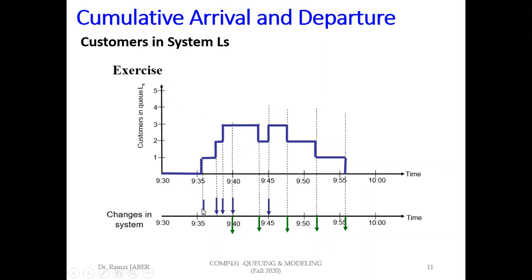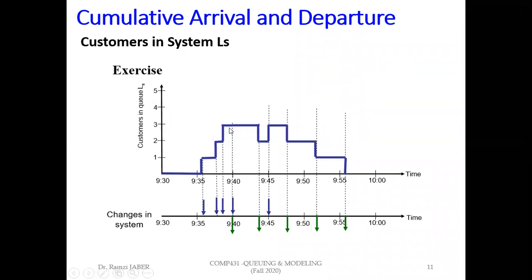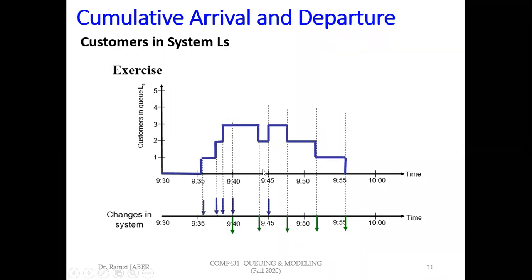So the same thing. Customer one arrived, no exit. Customer two arrived, no exit. Customer three arrived, no exit. Customer four arrived, and the first one exits at 40. So 4 minus 1 equals 3. Here we have plus 1 minus 1. And at 44, another customer exits from the system, minus 1 here, return to 2.